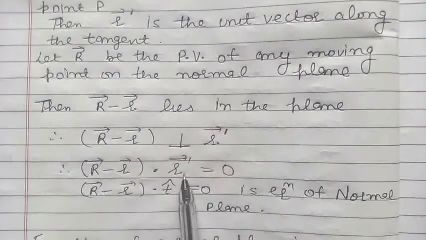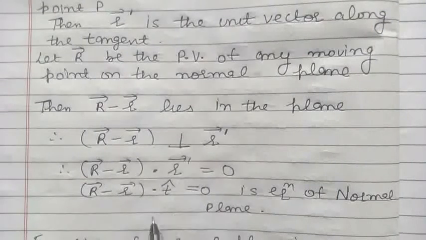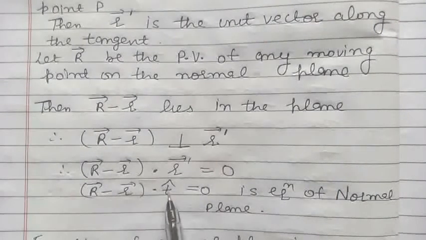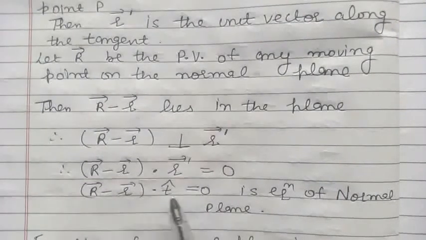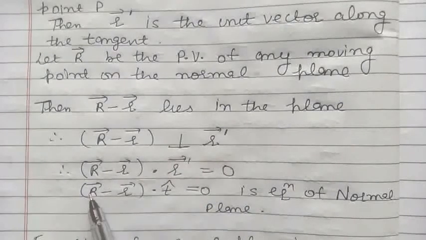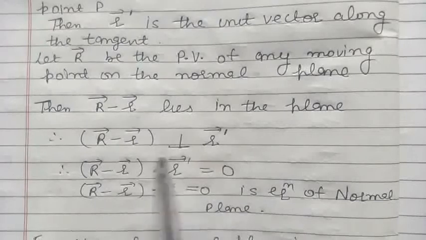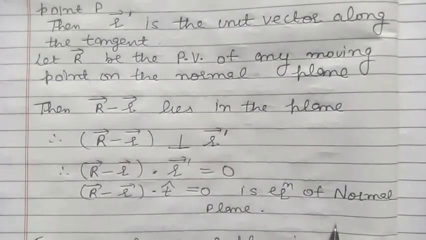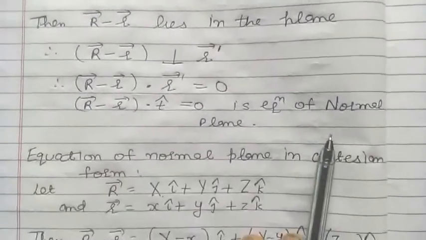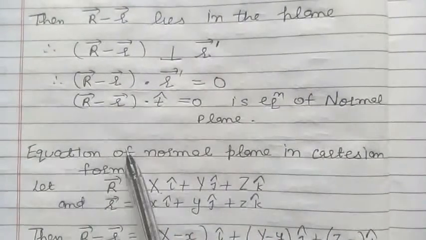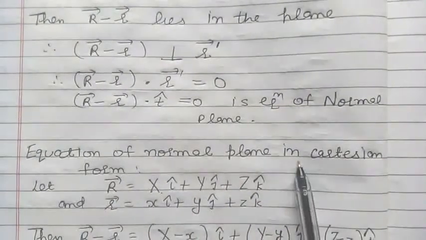Now substituting the value of vector R dash, which denotes the unit tangent vector, also denoted by the vector t cap. Thus we have obtained the dot product of the vectors R minus r and t cap equal to 0. So this gives the equation of the normal plane at the point P. We can also find the equation of normal plane in the Cartesian form.